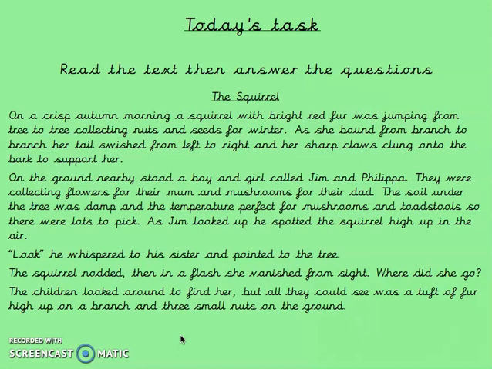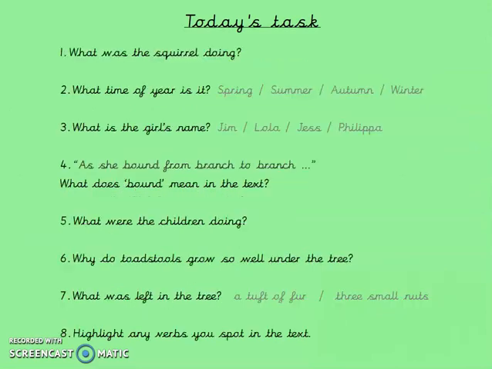That's absolutely fine. When you've read it, there are some questions to answer, because with comprehension, it's about not only reading the words, but understanding what it says. So on my second page, there are some questions for you to answer. Now, I will read through these questions with you to make it a little bit easier, and then I'll leave you with the text on the screen for you to read. So question 1 says, what was the squirrel doing? So obviously there's a squirrel in the story.